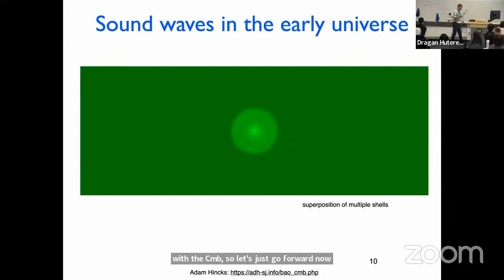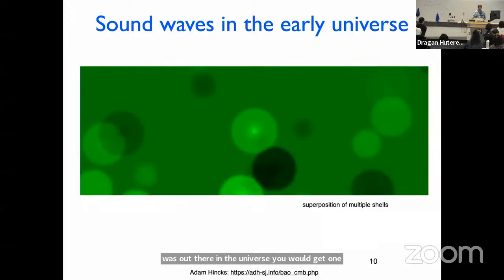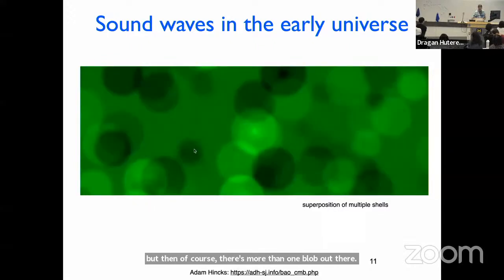So what do we see? Well, we're sitting here, we're looking out. And remember, there's a surface of last scattering where everything gets released. So this is a graphic from Adam Hincks, who works on the ACT collaboration. Well, what happens is there's some surface where for every one of those little peaks, you get a slice through it. And what we would see from one of those is some blob that looks kind of like that. So for any one density peak that was out there in the universe, you would get one blob. But then, of course, there's more than one blob out there. So you start filling in the blobs.